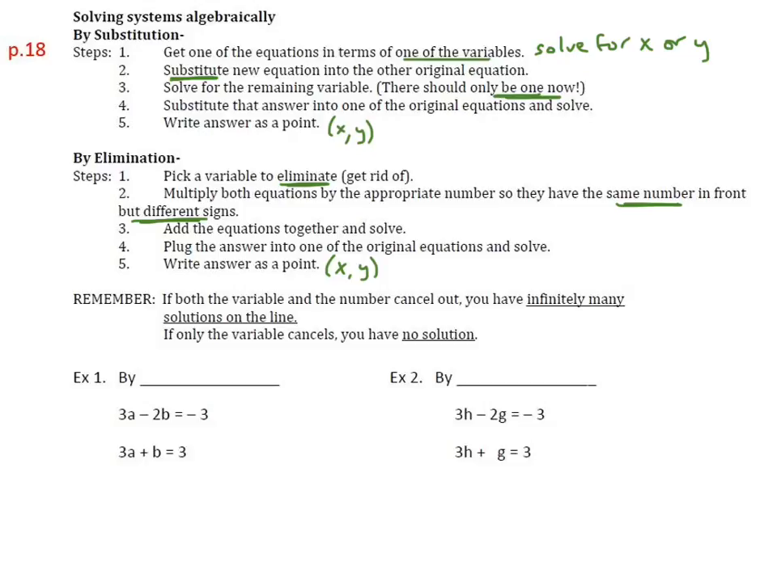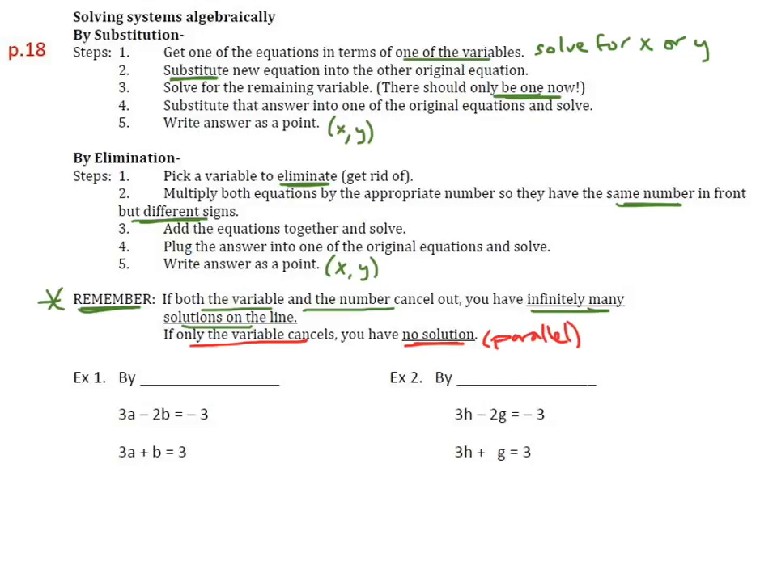Alright, and then other things to keep in mind. Don't forget, we talked yesterday about those parallel lines or our systems that were the exact same line. So if we have the same line, we're going to have infinitely many solutions. Well, if we're solving algebraically, that means that both the variable and the number cancel out. Both sides of the equation will be true. So if both the variable and the number cancel out, that's infinitely many solutions. If only the variable cancels out, then that would be no solution. They're parallel.